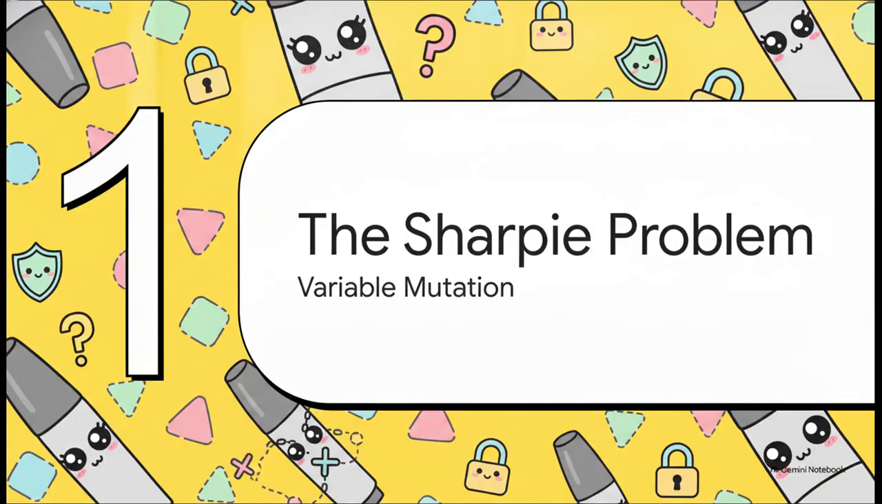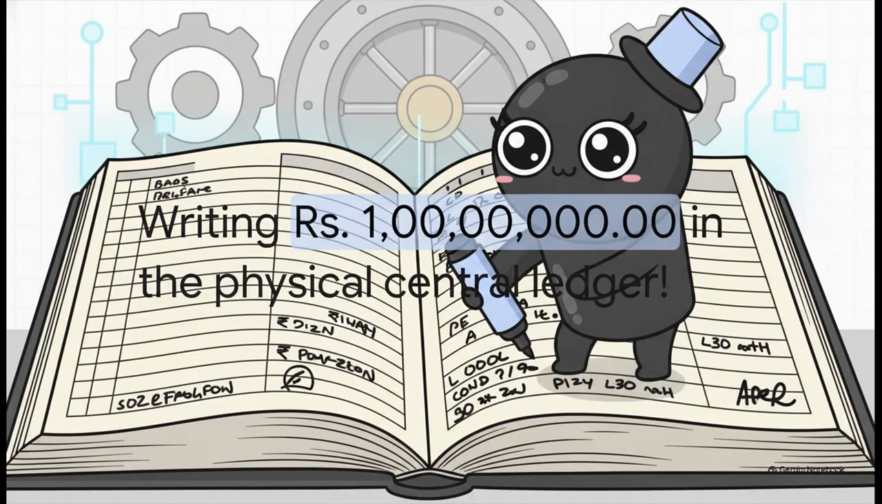All right, let's dive into Section 1, the Sharpie problem, also known as variable mutation. I want you to imagine a crazy scenario for a second. You walk into your local bank branch, but instead of waiting in line, you hop right over the teller counter. You just strut past the security guards, walk straight into the main vault, pull out a thick, black permanent marker, and write 10 million right next to your name in the physical central ledger. It's an absurd thought, right?